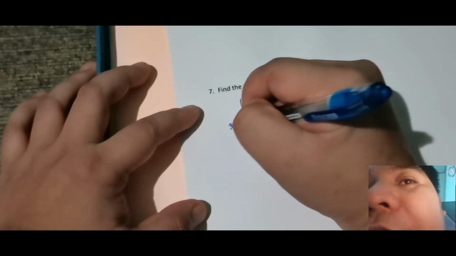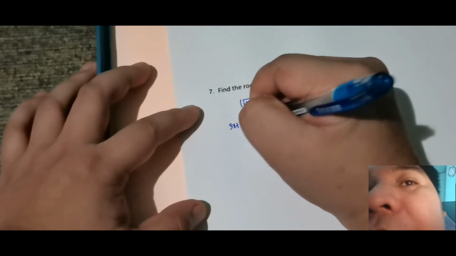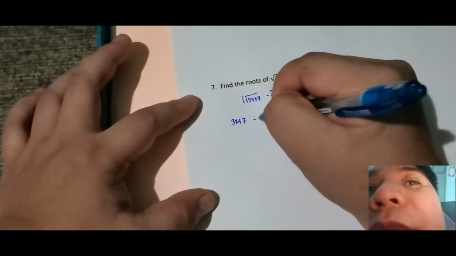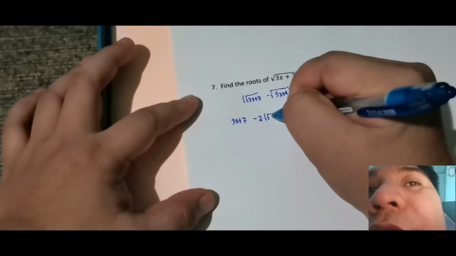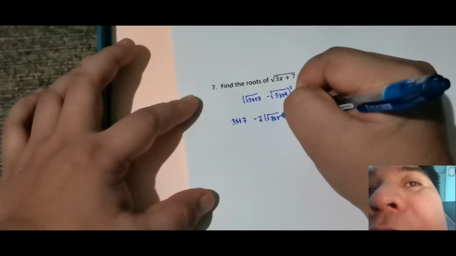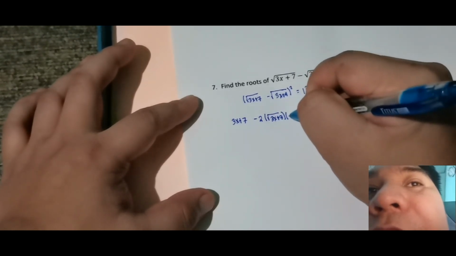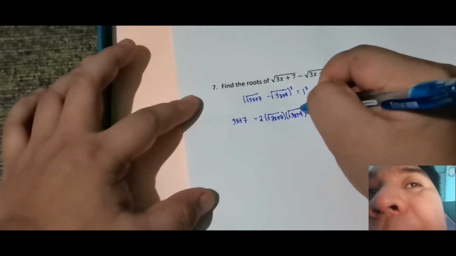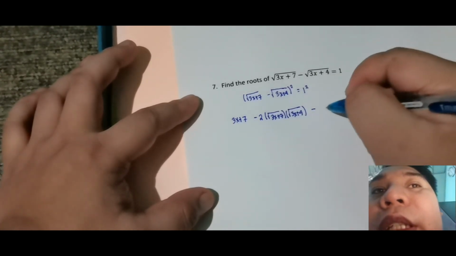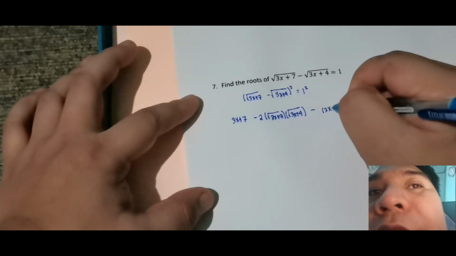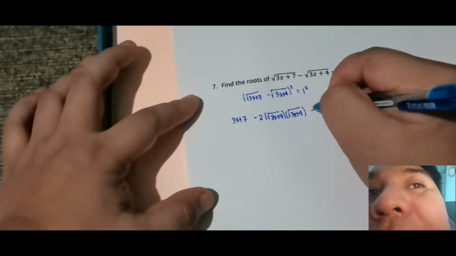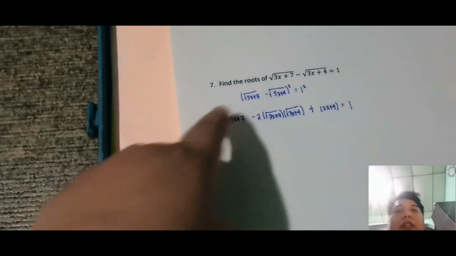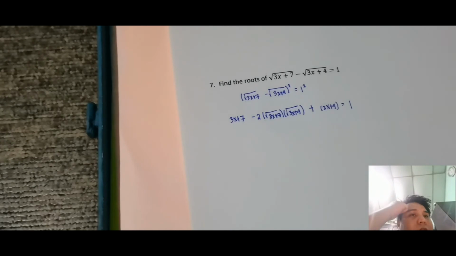Siyempre matitira dito 3x plus 7 na lang. Tapos since negative 2 naman yung sa gitna, so this is negative 2 times square root ng 3x plus 7 times square root ng 3x plus 4. Okay, minus, this is 3x plus 4. Sorry, that is plus. Equals 1. Naman, no? Kasi negative times negative is positive.